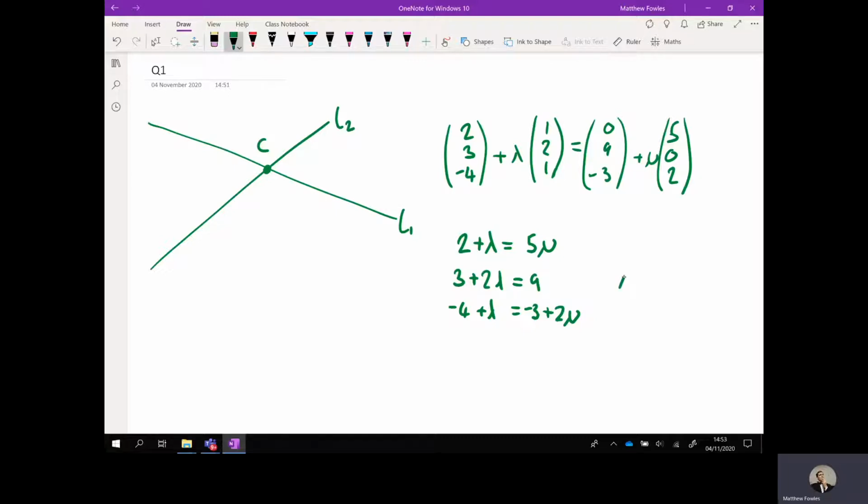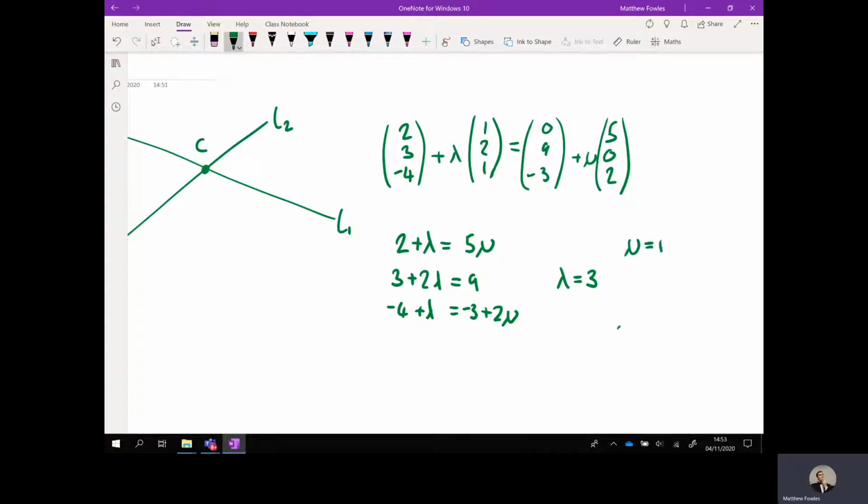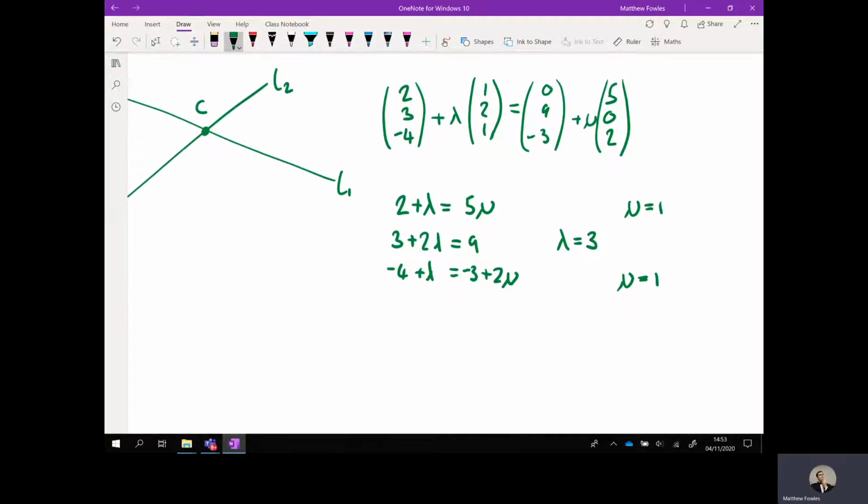The center equation gives us a very convenient value of lambda equals 3. Since there's no mu in that equation at all, it's the easiest to solve on its own. We can then substitute lambda equals 3 into the top and bottom equations, and in both cases we get mu is equal to 1. Since all three equations agree on a value of lambda and mu, these will be the correct parameter values for the intersection between the two lines.